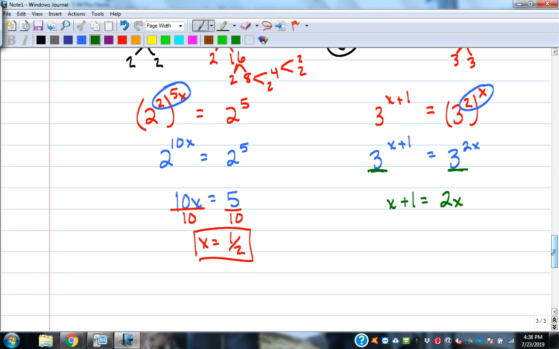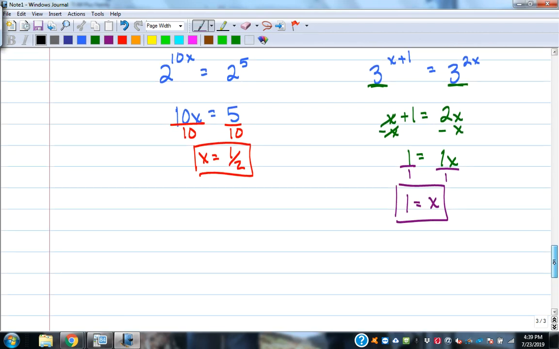This is a little tougher equation. It's not too bad. It's still, subtract x to get the x's together, get like terms together. 2x minus 1x is 1x. And then divide by 1. x is equal to 1 on that one. All right. Not too bad. It just takes a little practice.